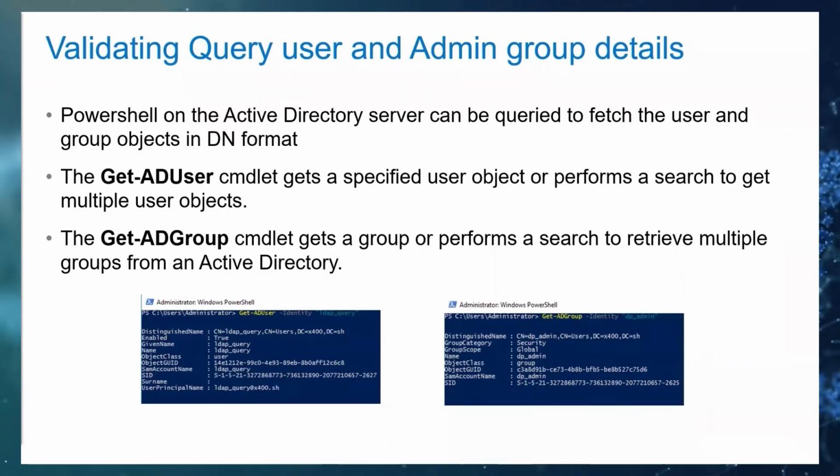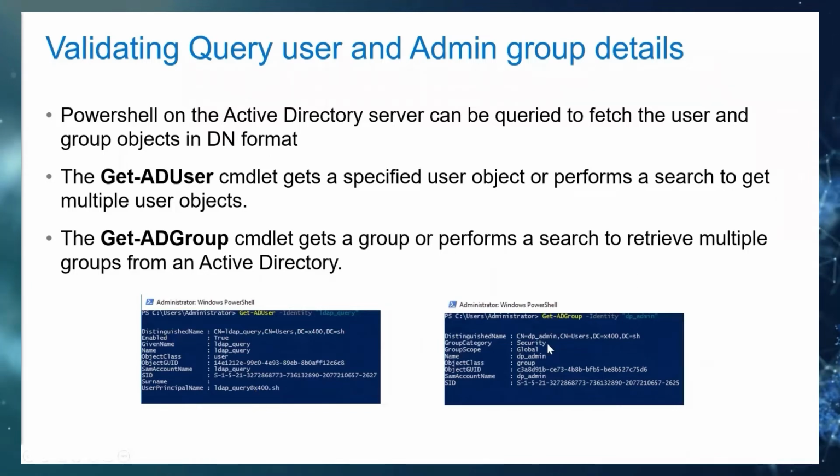We have a screenshot of the output on the left for the user, on the right for the group, and you can see the kind of output that you would receive. You see the distinguished name. So this is an LDAP query. It's present in the users OU. The domain component is x400 sh, and just by looking at this, I'm able to verify the user principal name. So that's what I need to enter at the configure LDAP pop-up or dialog box. So you can confirm all these details here.